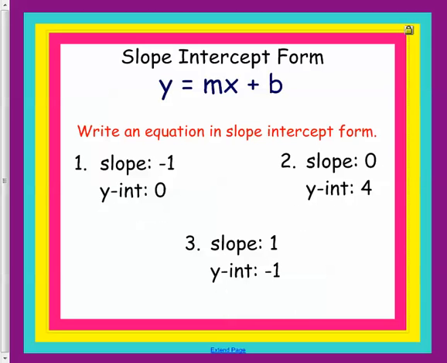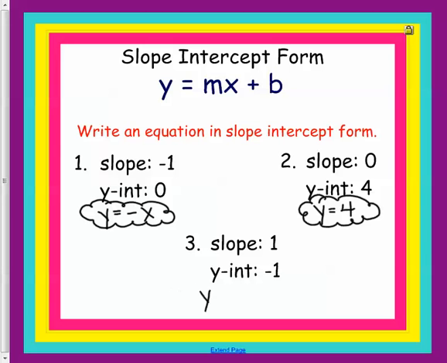Go ahead and try these 3, and I'll be back in just a second to show you what I did. Okay, so the slope in this one is a -1, so you just need -x, and there is no y-intercept, so this is your answer. In this one, the slope is 0, so you don't have anything being multiplied by x, so all you do is write your y-intercept. And in this one, your slope is 1, so you leave it x, and your y-intercept is -1, so you are subtracting 1, and that's your answer.